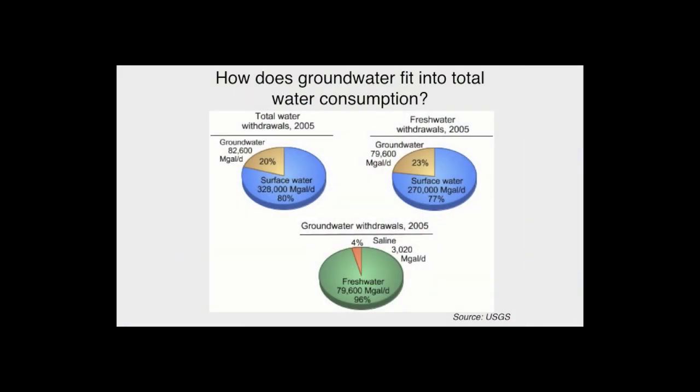According to the U.S. Geologic Survey, the USGS, in 2005, 20% of total water withdrawals came from groundwater sources. Only a very small portion, 4% of the total groundwater, was saline, and this went mostly to mining operations. Almost 99% of all groundwater use came from freshwater aquifers. In total, about 23% of the freshwater used in 2005 came from groundwater, with the remaining 77% coming from surface water.